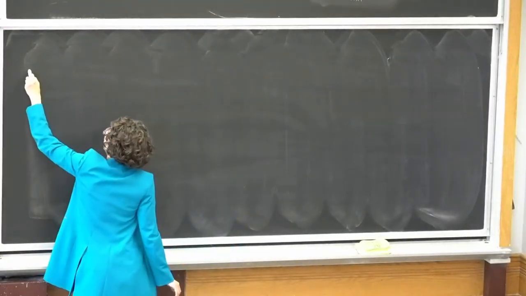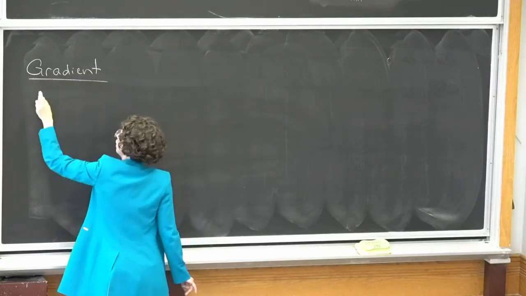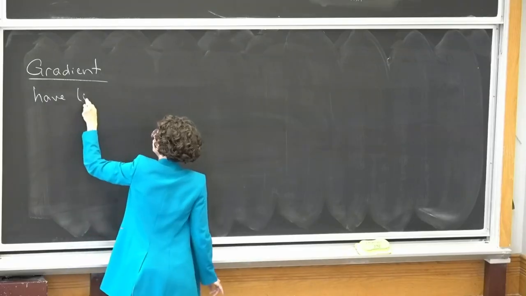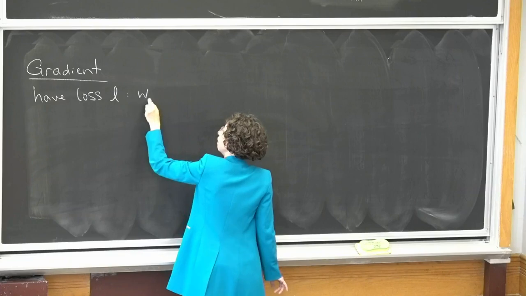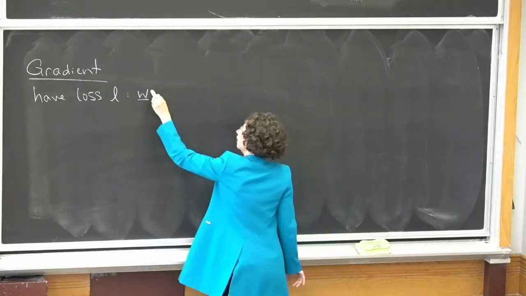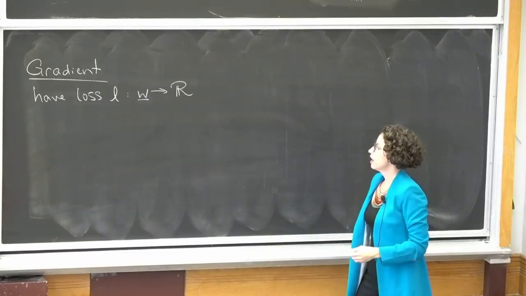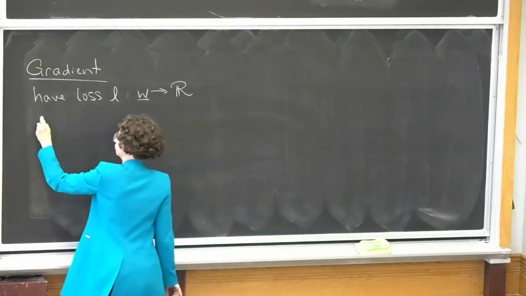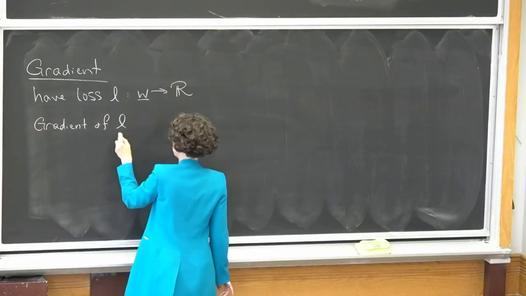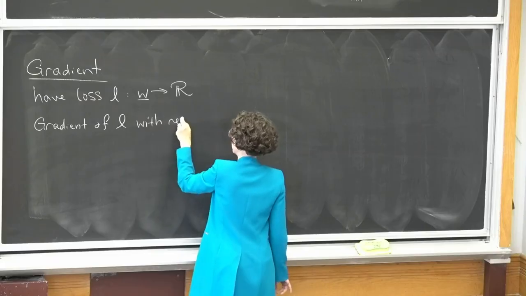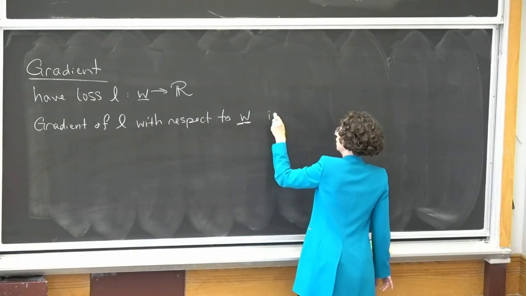Okay, so gradient. So we have a loss, L, that is going to take in a vector, W, and output a scalar, say the sum of squared errors. And so now the gradient of L with respect to W is the following.